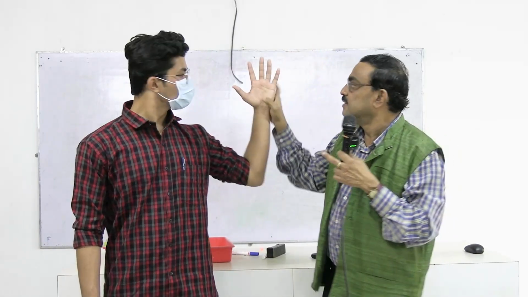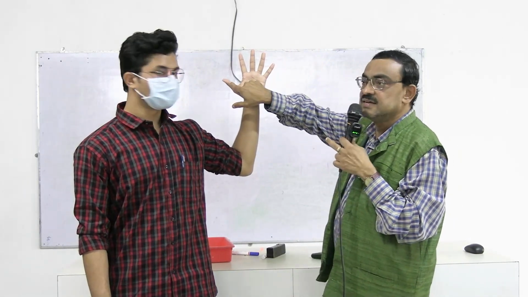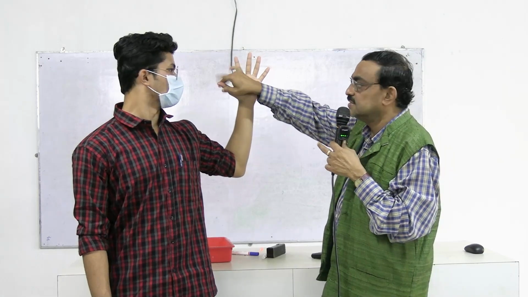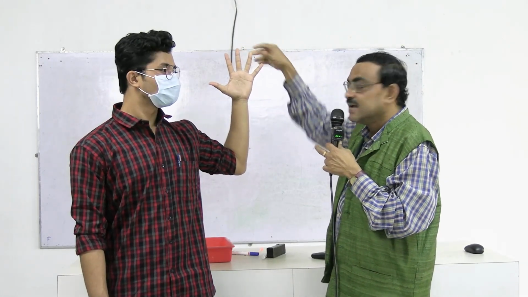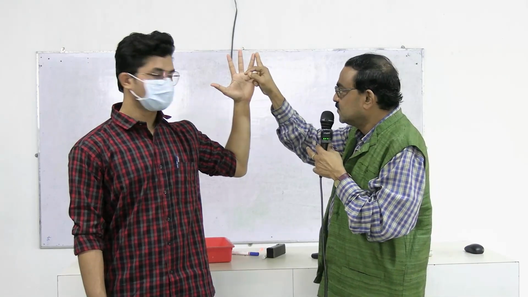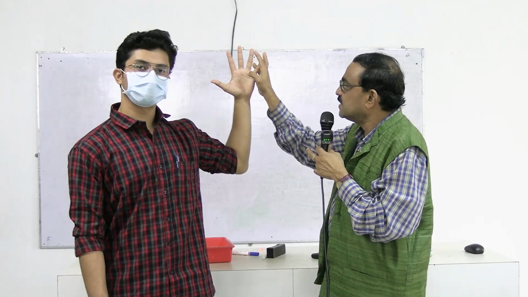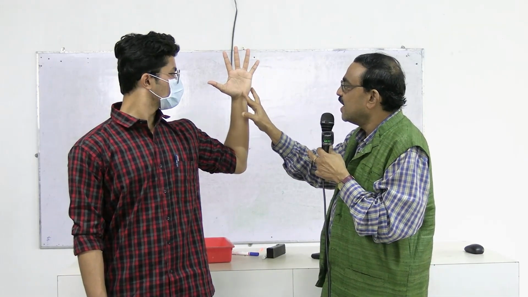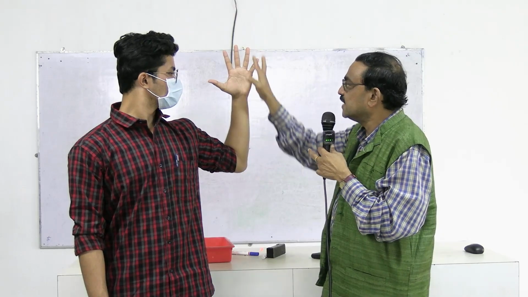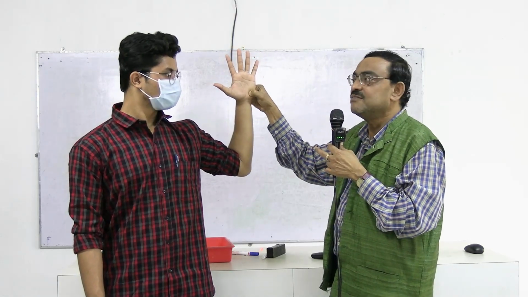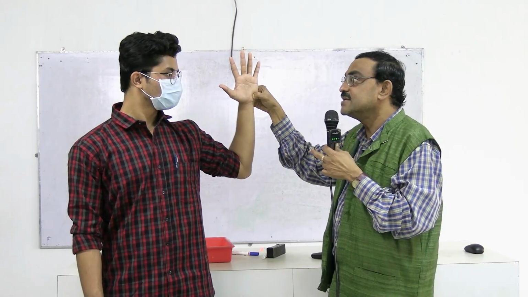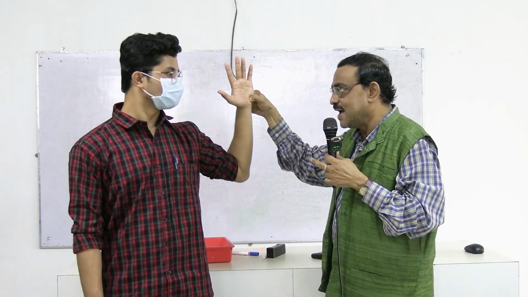This is the ring finger. This is the thumb. This is index. This is middle. This is ring. This is little. So the hook of the hamate is just at the medial border of the ring finger. Here I can feel, and if I press, you can have the pain.